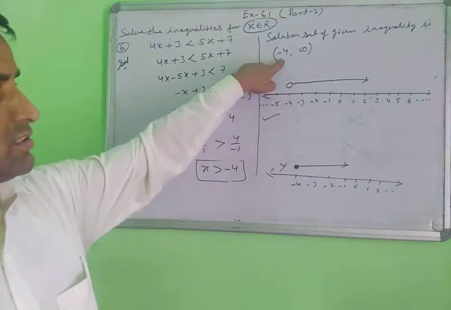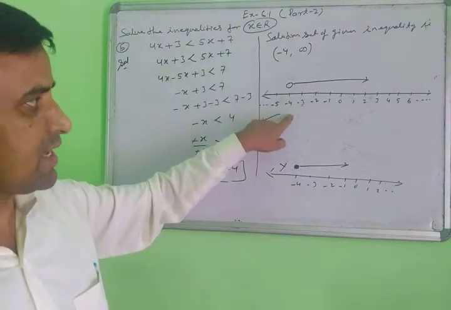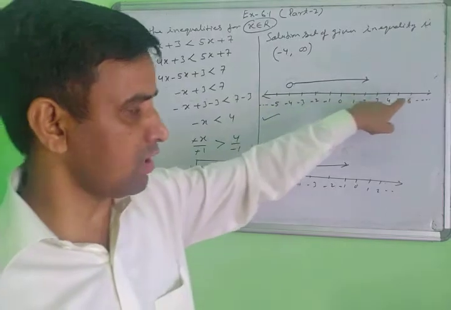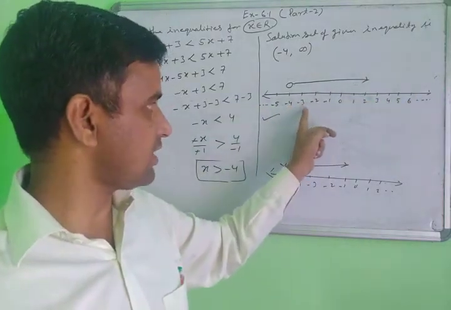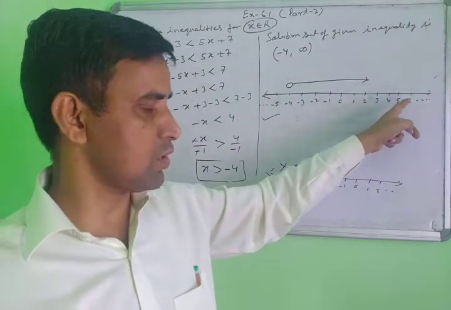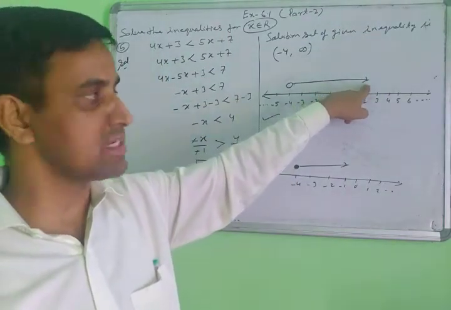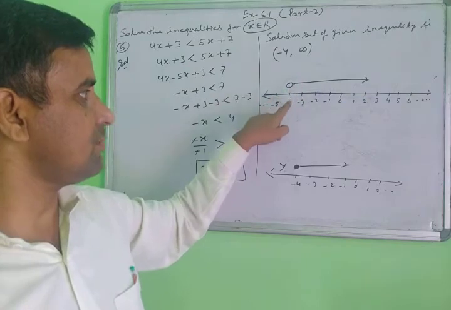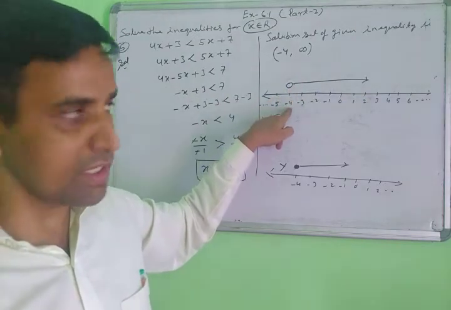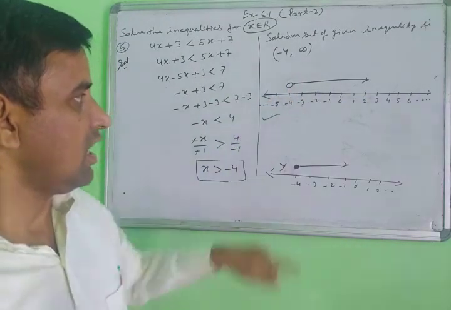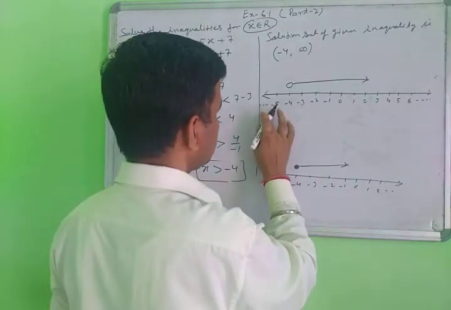So how to represent this solution on the number line? Minus 4 onward, meaning minus 3, minus 2, minus 1, 0, 1, 2, 3, 4 and so on. This is represented by the arrow. There is no limit in the positive direction, but the negative direction has a limit here. Minus 4 is not included.